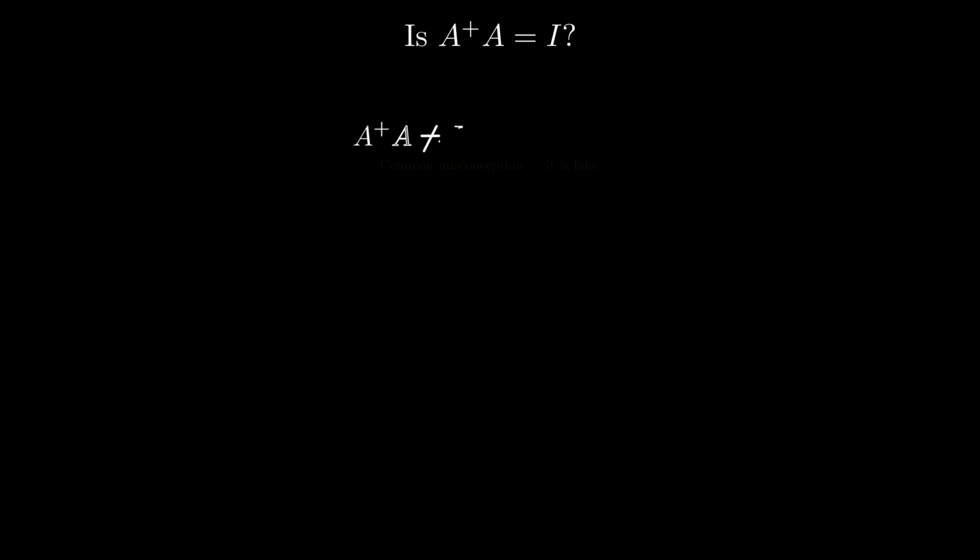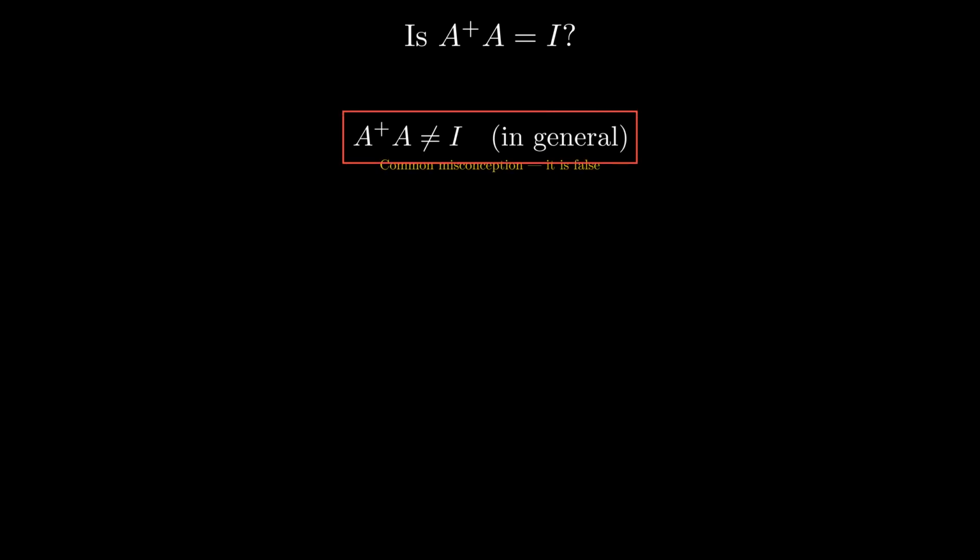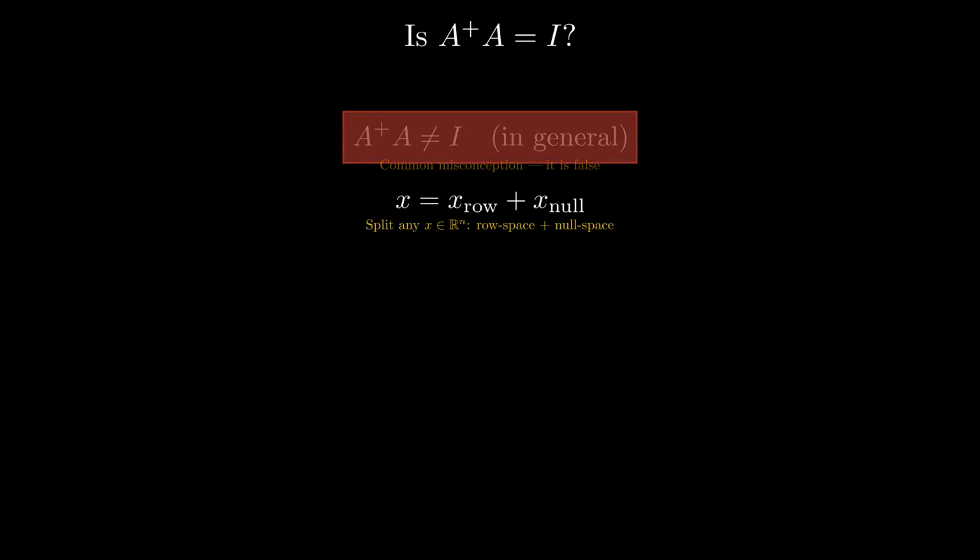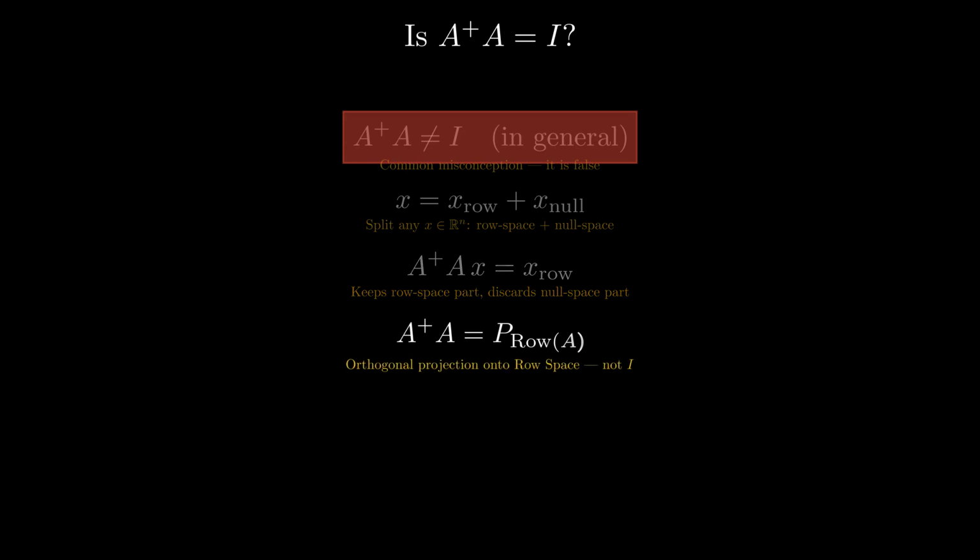Here's a common mistake, believing that A plus times A equals the identity. In general, it does not. To see why, take any vector in Rn and split it into two pieces, a row space component plus a null space component. When you apply A plus times A, it keeps only the row space part and throws away the null space part. That's exactly a projection onto the row space, not the identity.